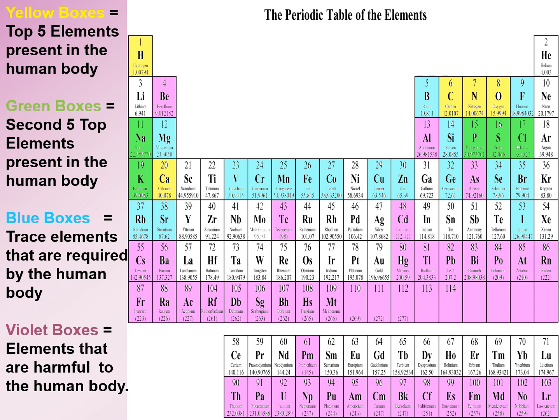The blue boxes are the trace elements which are required by the human body in very small quantity. And violet boxes are the elements which are harmful to the human body, and they are generally radioactive in nature. So in nuclear physics, we take different combinations of these elements, and they are used in theoretical as well as experimental nuclear physics.